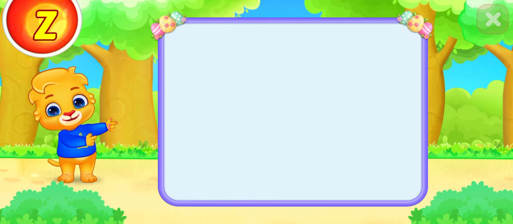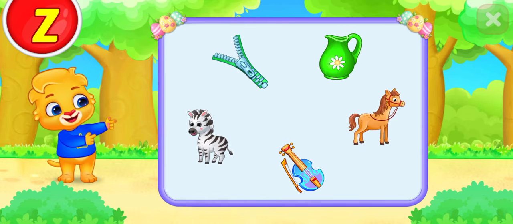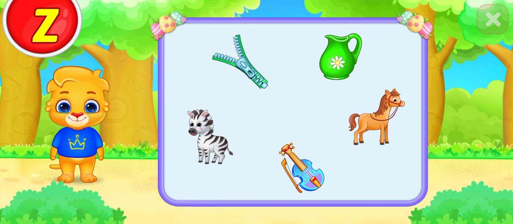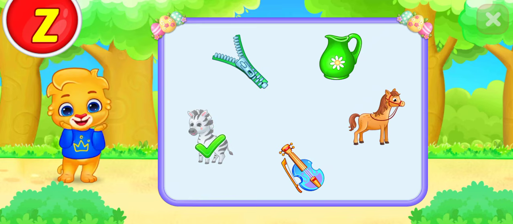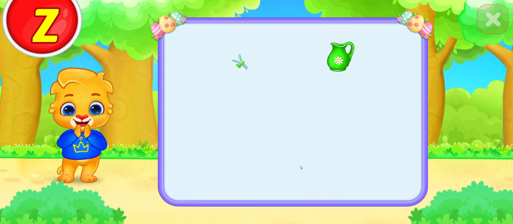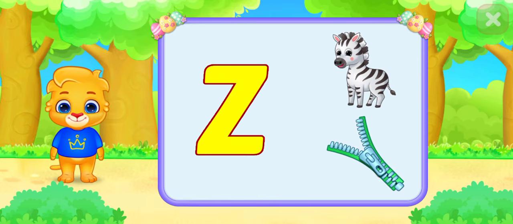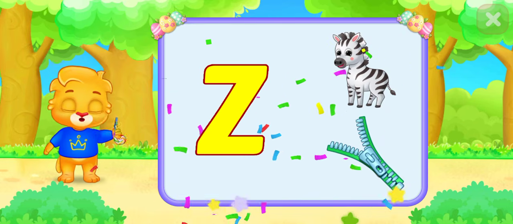Tap the picture that starts with letter Z. Z is for zebra. Z is for zip. Well done.